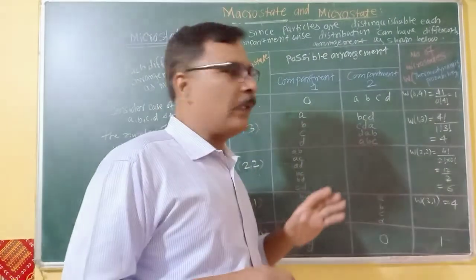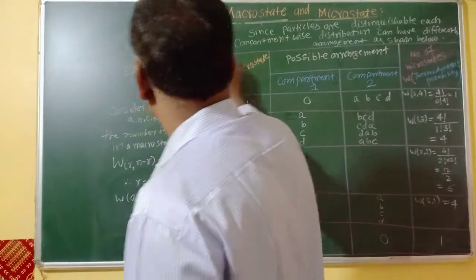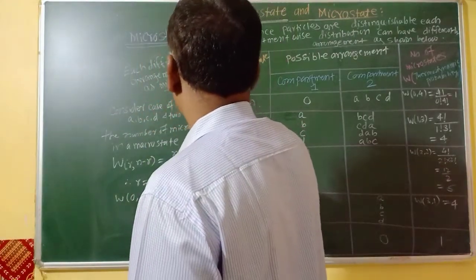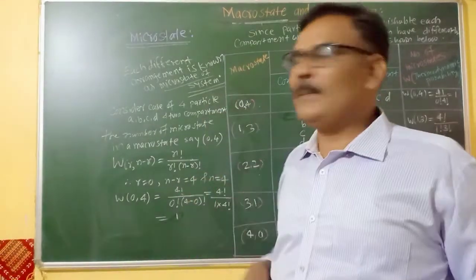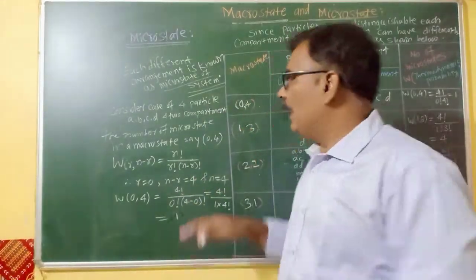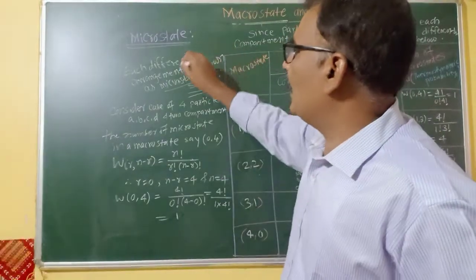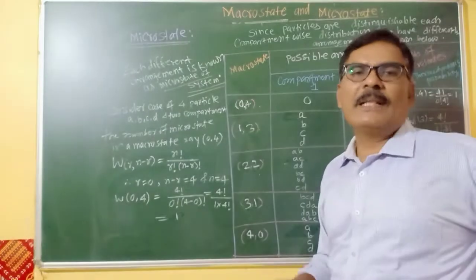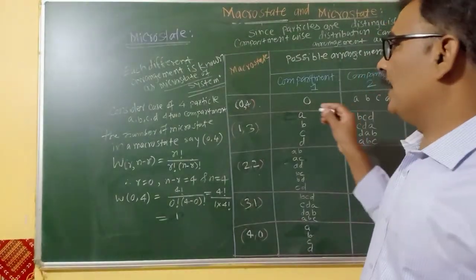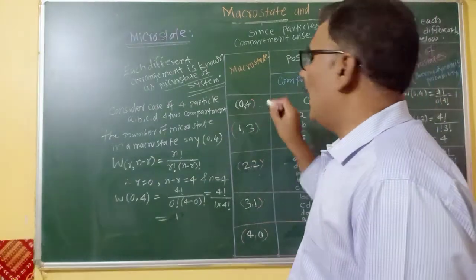First macrostate we have to consider, that is 0 and 4, and each different arrangement is known as a microstate. Each different arrangement, that is 0, 4, this is one arrangement, 1, 3, another arrangement. Each different arrangement is known as a microstate. Now consider the first case, that is 0 and 4.